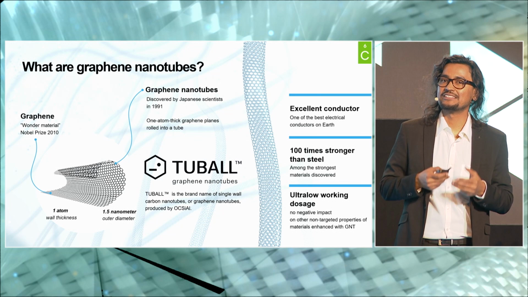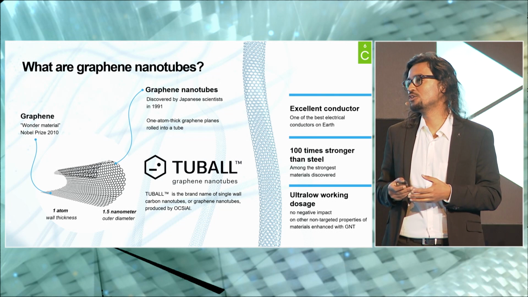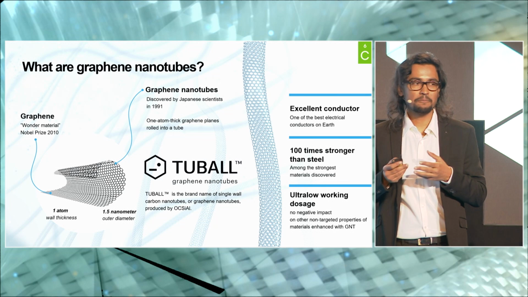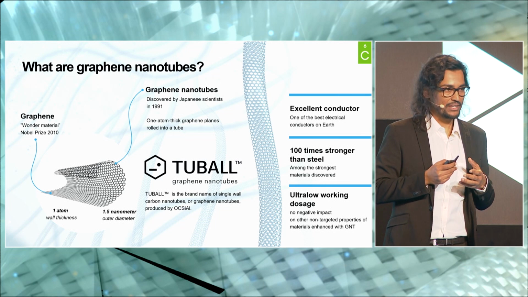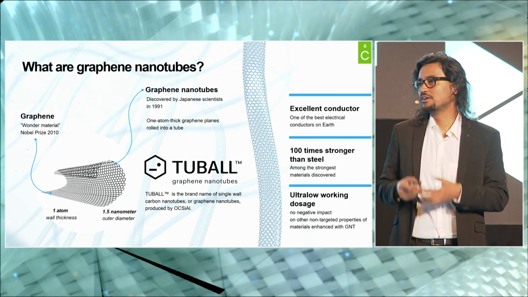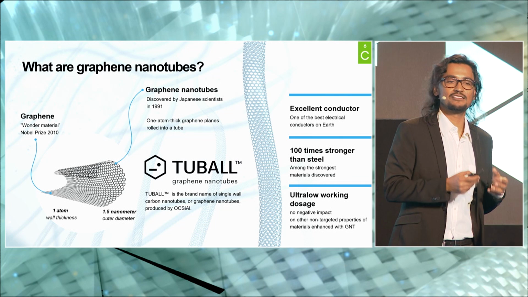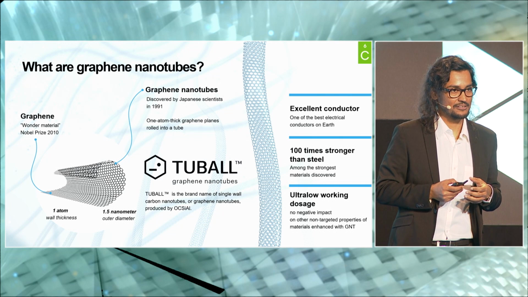All of these properties make graphene nanotube a universal additive, which you can put in a lot of polymers and get the properties of conductivity and mechanical reinforcement in some cases.